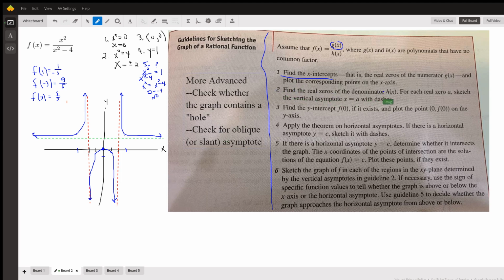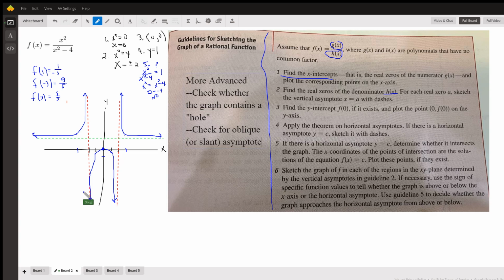Find the real zeros of the denominator, h of x. That will tell us where the vertical asymptotes are, and that tells us where the function is not defined. It helps us determine the domain. So if x squared minus 4 equals 0, x squared equals 4, applying the square root property, x equals plus or minus 2. So that's these two red dashed lines.